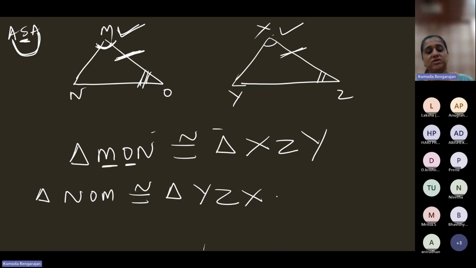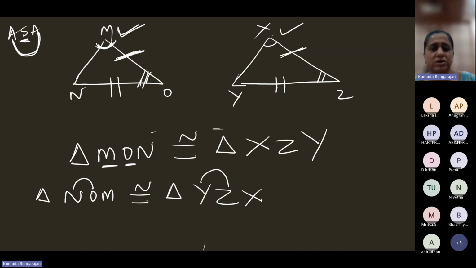Once you say that the two triangles are congruent, you can find the other equal parts also. Side NO is equal to side YZ. CPCT. Now we proved that the two triangles are congruent by the ASA rule. Why we use ASA is because of the information given. For this triangle, you cannot use SSS, meaning for the information provided here, you cannot use SSS.